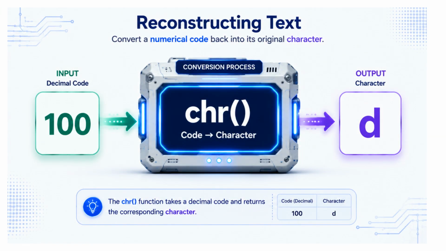Now, let's look at the reverse process. We can convert a numerical code back into its original character. For this, we use the CHR function. Here, our decimal code is 100. We pass this number into CHR. The function converts the code and returns the corresponding character. In this example, CHR 100 gives us lowercase d. So remember, ORD converts a character into a code, while CHR does the opposite. It converts a code back into a character.